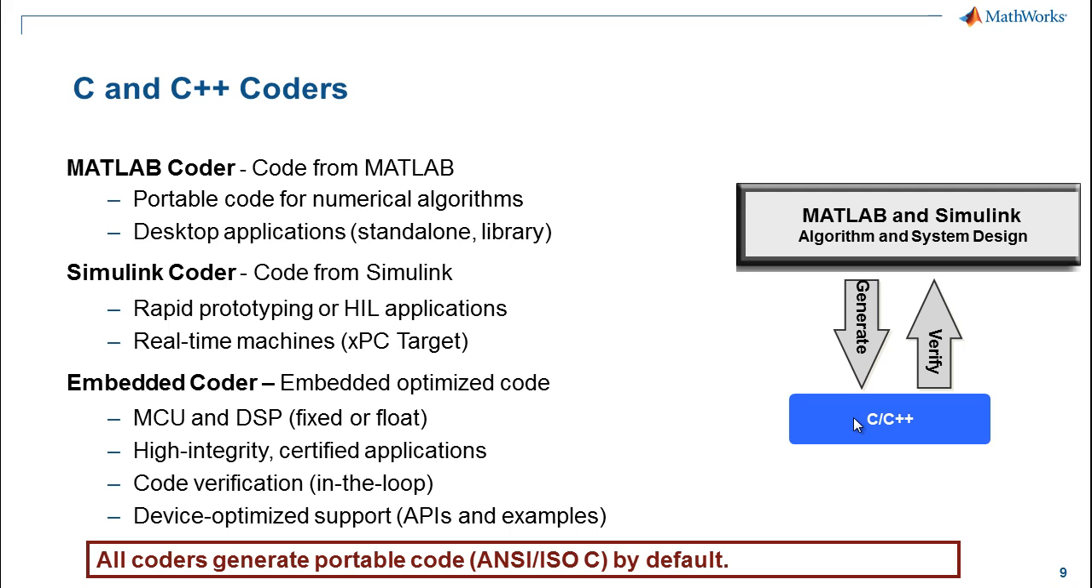Embedded Coder provides optimized code for either MATLAB Coder or Simulink Coder and produces code that can be used, for example, on high integrity systems because it has lots of commenting and traceability capabilities. It also has quite a bit of code verification and target optimization features, which I'll be describing shortly. Keep in mind that all of the coders by default will generate ANSI/ISO C because they can work on any embedded system.